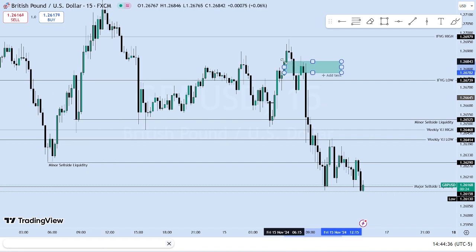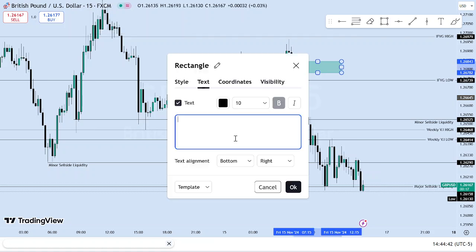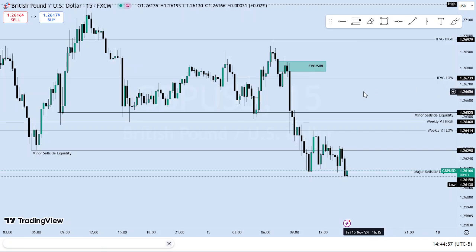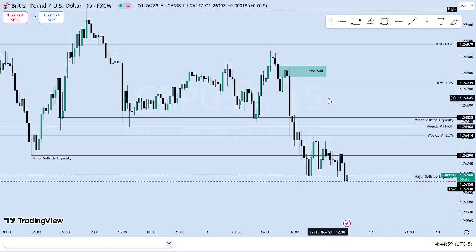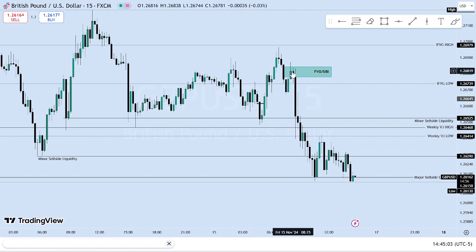Looking at British pounds chart on 15 minutes. So we are anticipating a 30 movement, a 30 macro. This is a fair value gap CB during the New York opening price, New York key zone, that's from 8:30, from 8 o'clock.